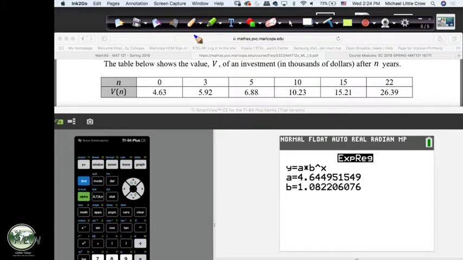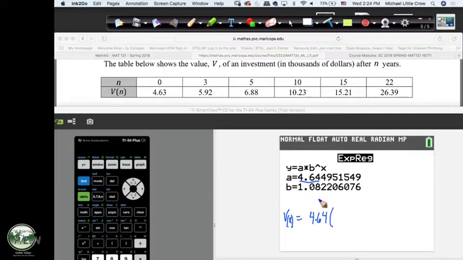They want us to take it, though, and they want us to round a to 2 decimal places. So we would say the equation is, now, what we're going to write is v of x. Still trying to get comfortable writing. So we'll say v of x. Again, initial value here, this is our a. They wanted to round it to 2 decimal places, so that's 4.64. And then this is our base.